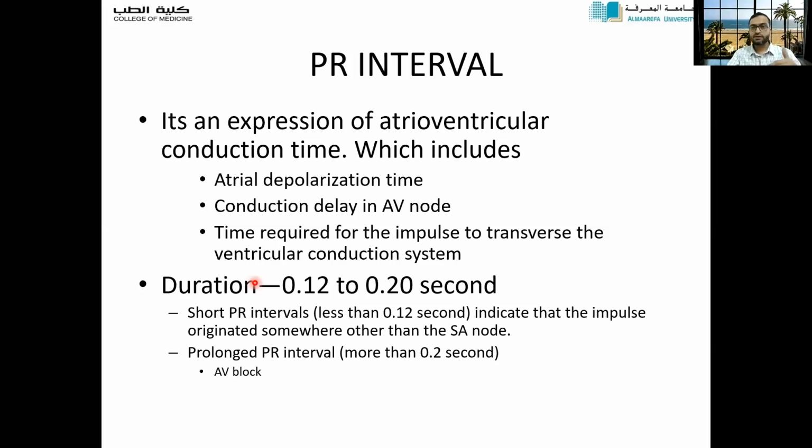This is the normal duration. If the PR interval is prolonged, coming to more than 5 squares, it suggests that there is some problem at the junction, and it is suggestive of atrioventricular block. Or if the PR interval is narrow, the opposite of that, you can say that the impulse is not traveling to the ventricle through the AV junction, but has taken some other, faster route to travel to the ventricle. So in that situation, the PR interval will be very narrow or even disappear.